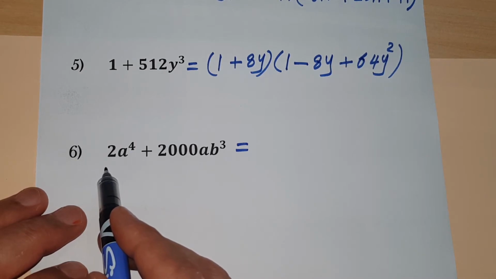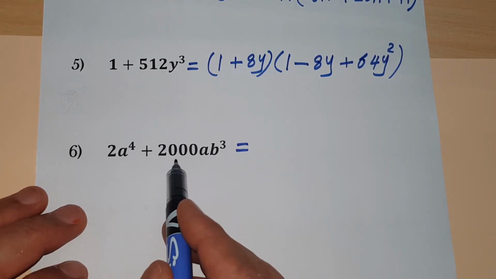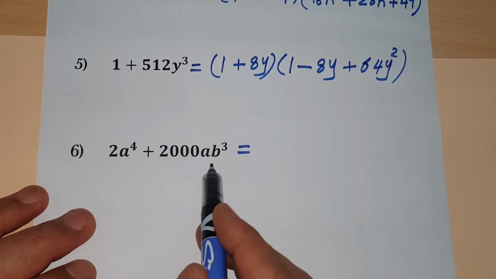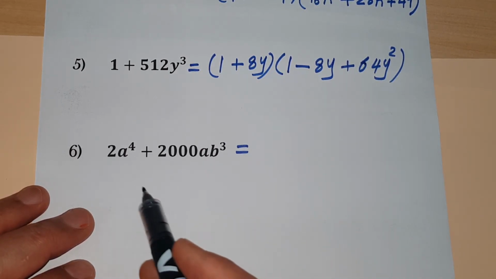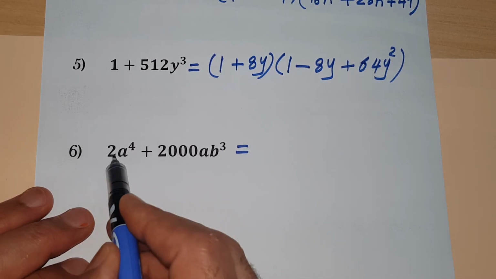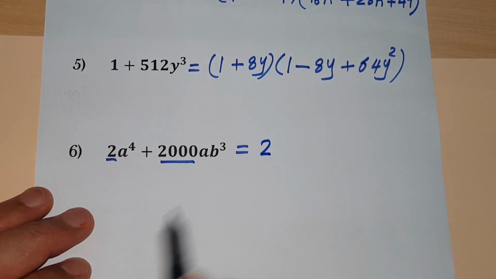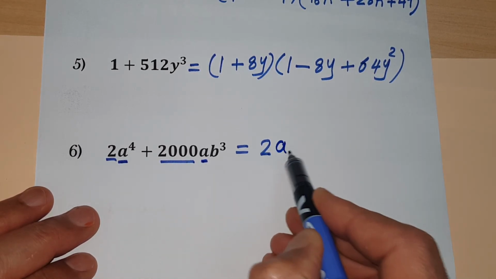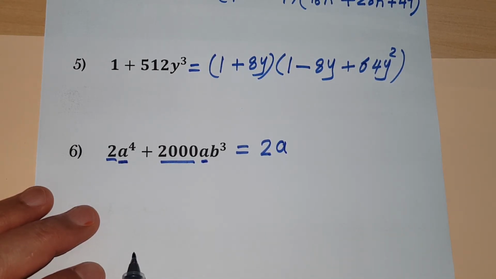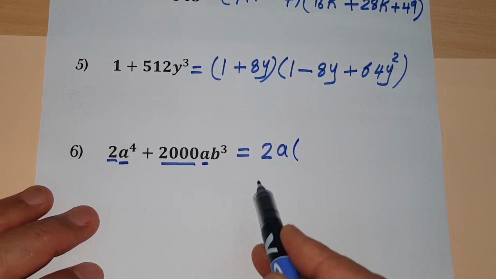Now come to this question. 2 is not one of the cube numbers I showed you, even 2000. When you have an expression like this, you have to look for a common factor. You can take it outside. 2 and 2000 are divisible by 2. a to the 4 and a are divisible by a. That's it. This is the highest common factor I can take.